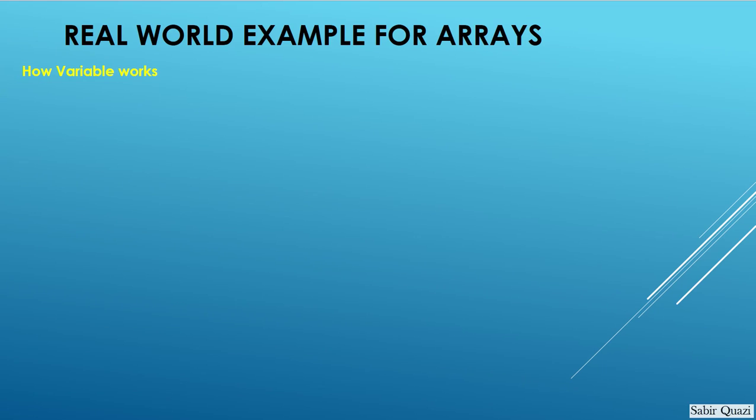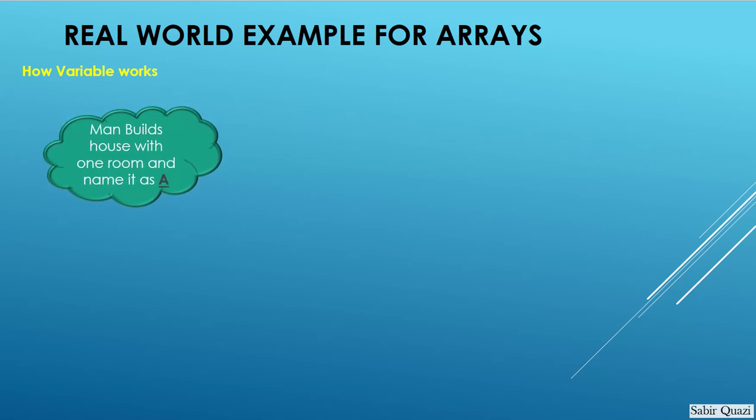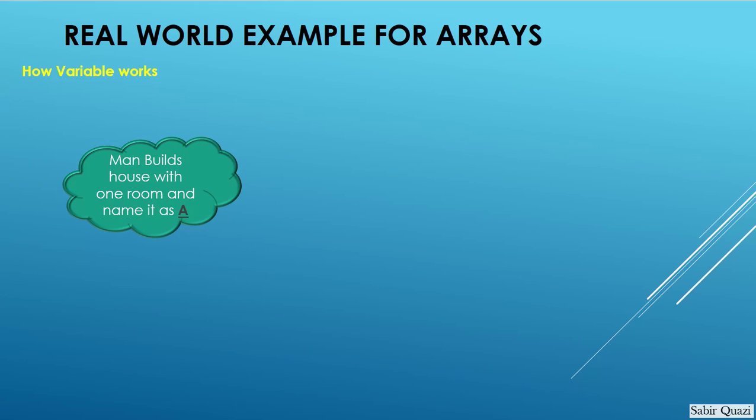So guys, let's go through a real time example and relate it with variables and arrays simultaneously, so that we can get the clear idea of why we need arrays in our programming. So what happens? A man builds a house with a single room only in an empty area and names it as A. Let's think of it as a memory location in a memory with name A when we declare a variable.